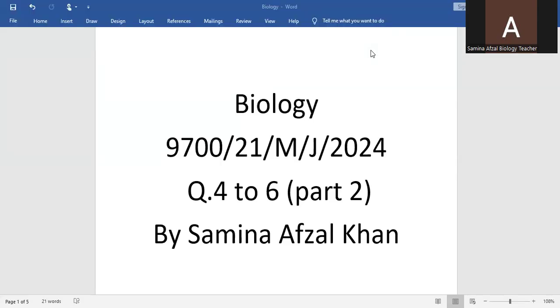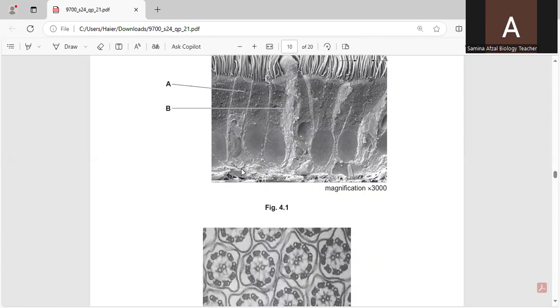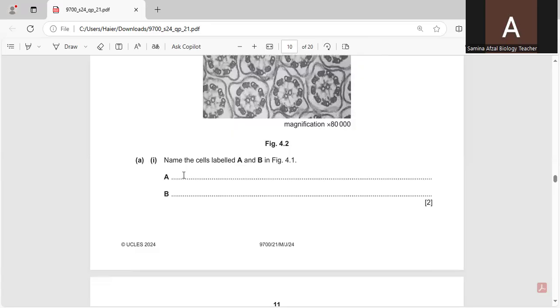Biology 9700, paper 21, May June 2024, question number 4 to question number 6 and part 2. Question number 4, figure 4.1 is a scanning electron micrograph showing the tissue that lines the bronchi in the gas exchange system. 4.2 is a transmission electron micrograph of a horizontal section made at the position indicated by the two arrows. Name the cells labeled A and B.